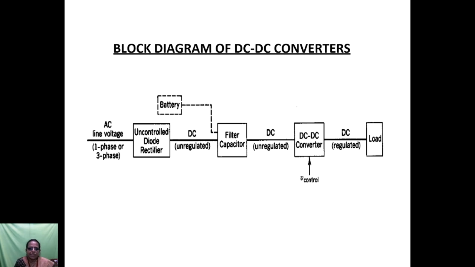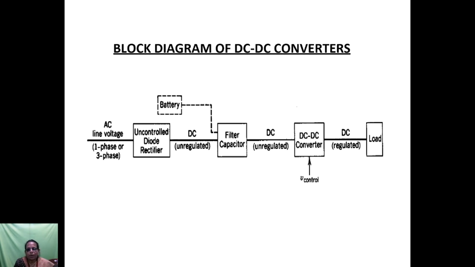Block diagram of DC-DC converter. First of all, what is a converter? A converter changes one form of voltage to another form, that is AC to DC, DC to AC, or DC to DC. Here, the DC to DC converter is a chopper. What is meant by chopper? A chopper is a static device which converts a variable DC voltage to a constant DC voltage, or a constant DC voltage to a variable DC voltage.